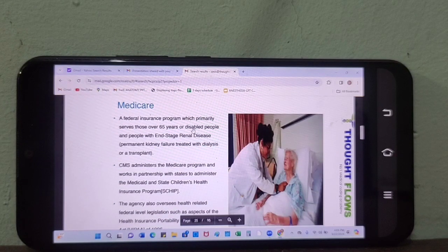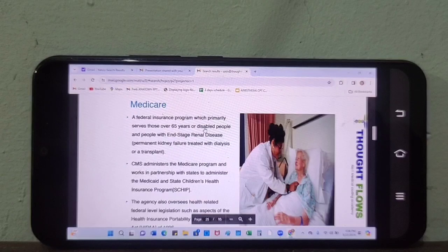Medicare: what is the eligibility for Medicare? Medicare is one of the insurance programs, a federal insurance program. Who is covered under this policy? People who are 65 years old, disabled people, and ESRD people are covered under the Medicare policy.